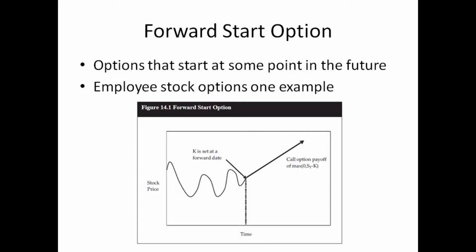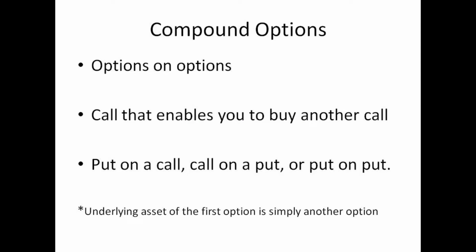So there you go. Our next exotics are called compound options, and these are options on options. So this could be a call that allows you to buy another call. So it's a call option where the underlying, instead of being a stock or a bond or a commodity, is actually a call on a stock, a bond, or a commodity. So you can then have, obviously, calls on calls, calls on puts, puts on calls, or puts on puts. And the underlying asset of the first option is simply another option.